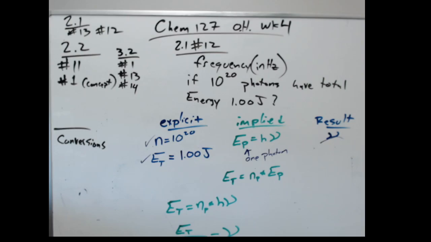So what's a reasonable frequency for photons? I don't really know. If it's visible, I have an idea, but here I've got 10 to the 20, I've got some total energy. The only ballpark idea I have is that the visible spectrum is about 1 times 10 to the 14 hertz. So I'm expecting pretty big numbers, like 10 to the 14, 10 to the 13, 10 to the 12, 10 to the 15, something in that range.